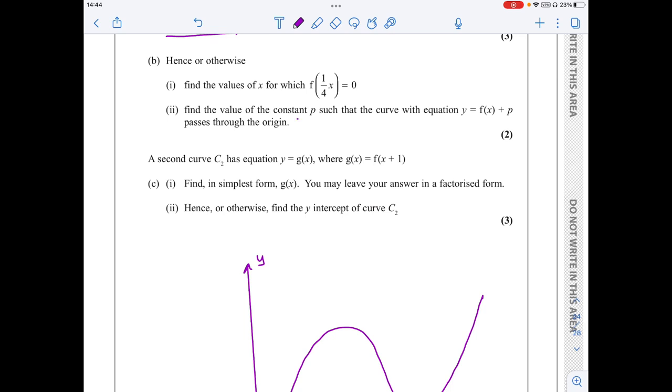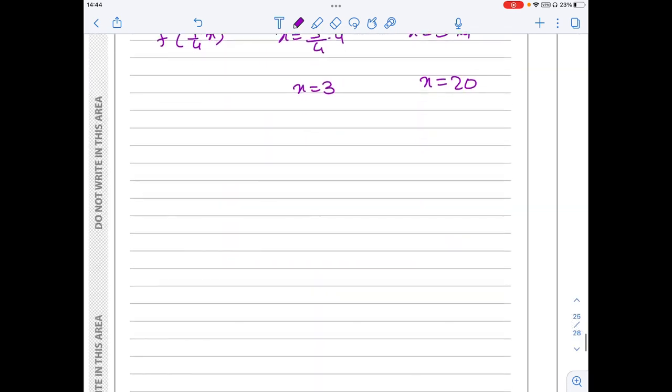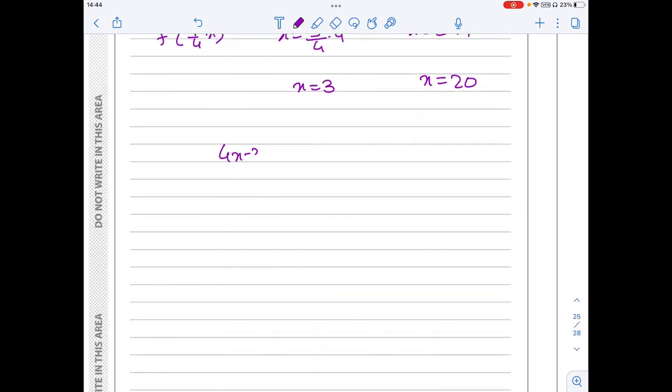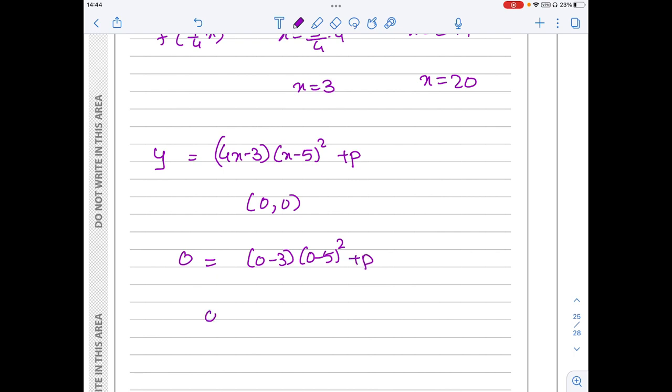Find the value of the constant p such that the curve y equals f of x plus p passes through origin. 4x minus 3 times x minus 5 whole square plus p is nothing but f of x plus p. This passes through origin 0 comma 0. So 0 equals 0 minus 3 times 0 minus 5 whole square plus p. So 0 equals minus 75 plus p. So p value equals 75.